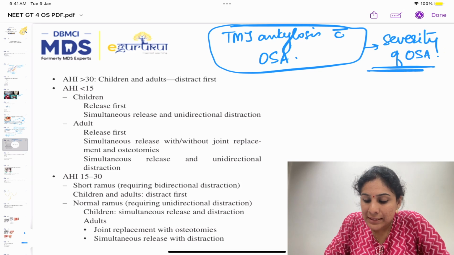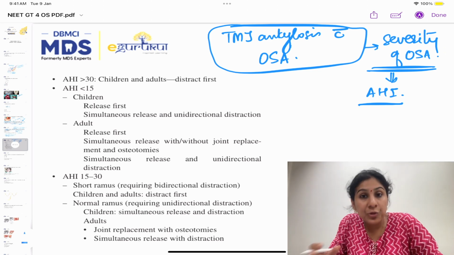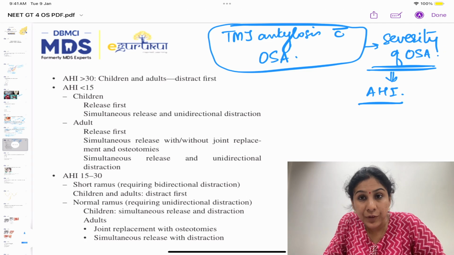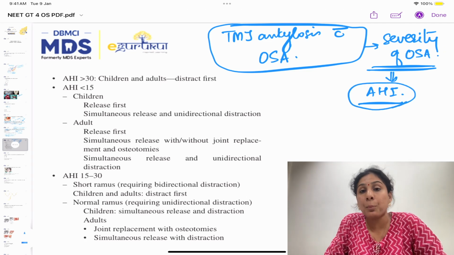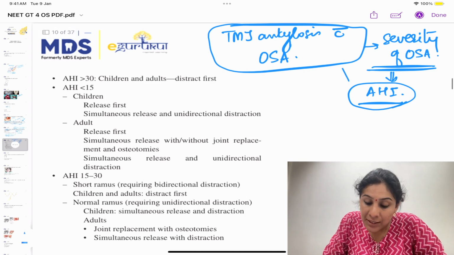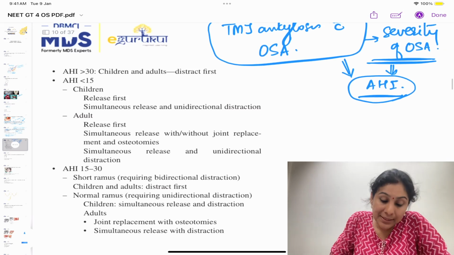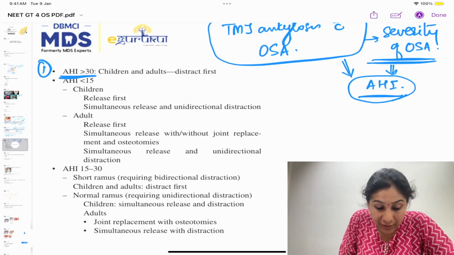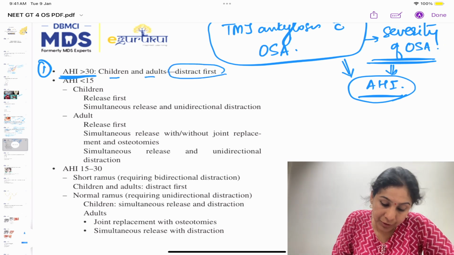Severity of OSA is dependent on apnea hypopnea index, AHI. We do a polysomnography, the gold standard test for OSA, and based on that we decide what is the AHI or the apnea hypopnea index, and based on the AHI score we decide the treatment modality. Now these are the three things you have to remember. First, whenever the AHI is more than 30, whether it's a child or adult, always do distraction first.